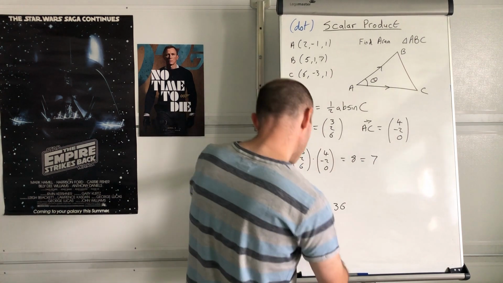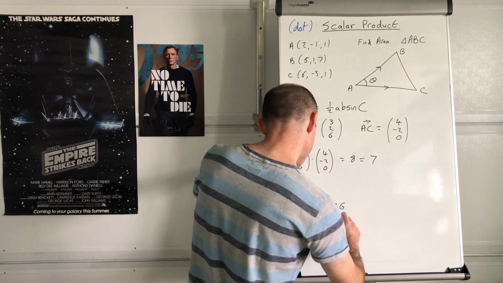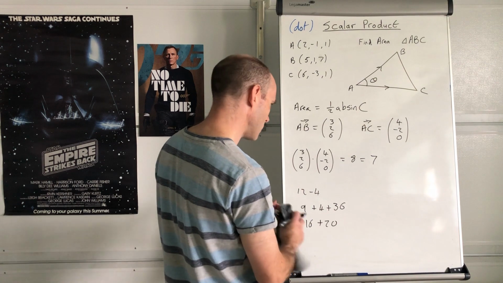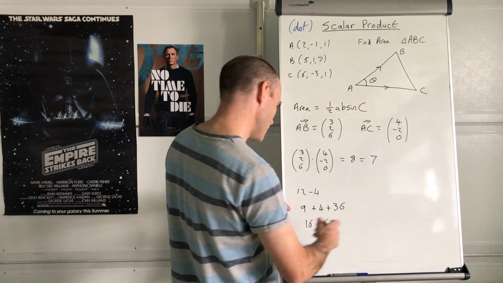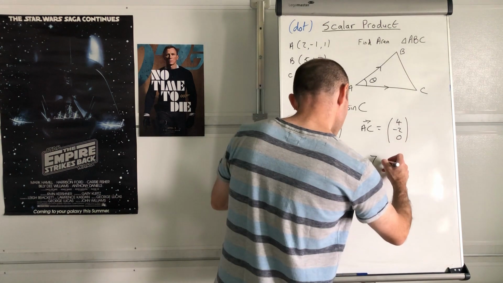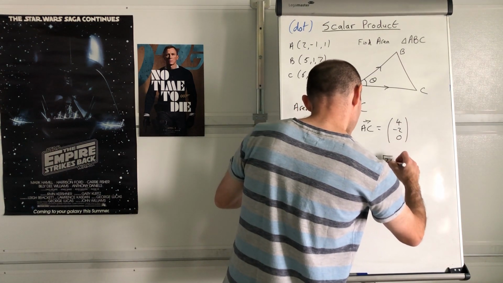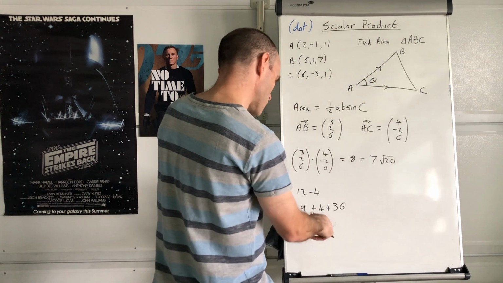And then this one is going to be 16 plus 4. I know I wrote 20 because I'm working ahead. The answer is 20, isn't it? So root 20. Yeah, 16 plus 4, root 20.